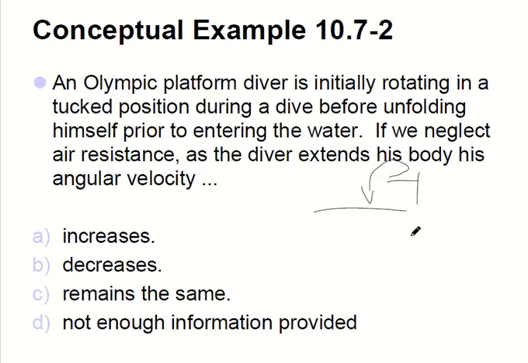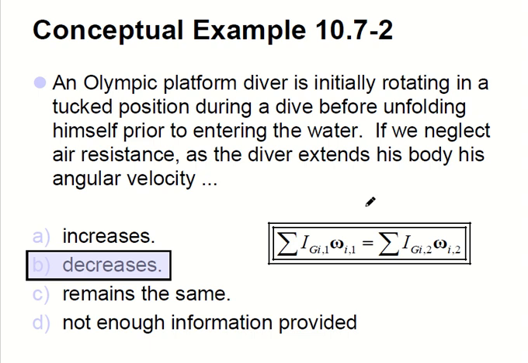If we neglect air resistance, no air resistance, the diver extends his body, and his angular velocity will go down with some sort of angular velocity. So we have to differentiate whether that's going to increase, decrease, remain the same, or not enough information.